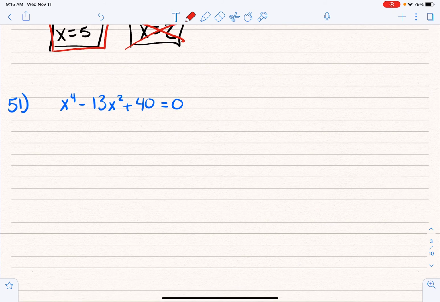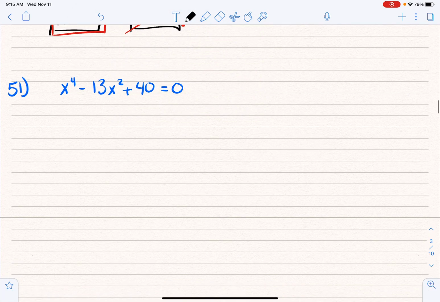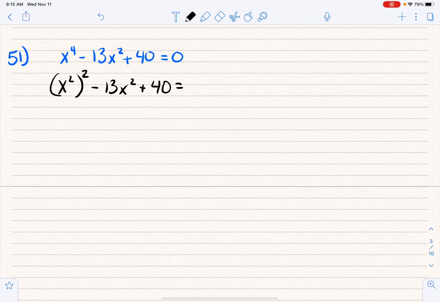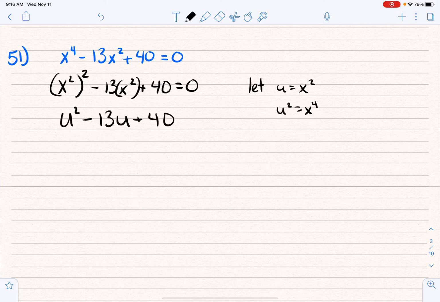The last 3 problems. These are all the quadratic type. So these are the kind that we might want to use a substitution. So here, this is basically the same as x to the 4th minus 13x squared plus 40. This x squared keeps showing up and makes this look like a quadratic. So let's let u equal that x squared. And if that's the case, then u squared would equal x to the 4th. And so I'd go u squared minus 13u plus 40 equals 0.